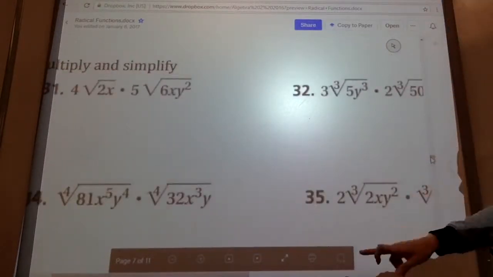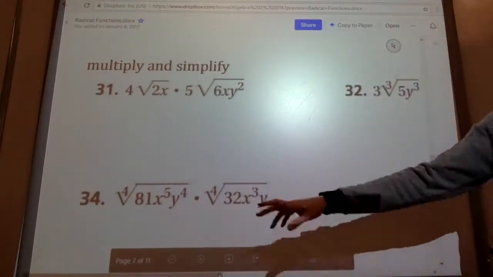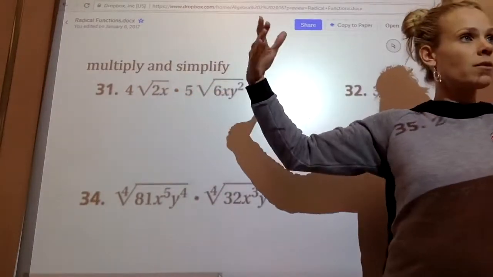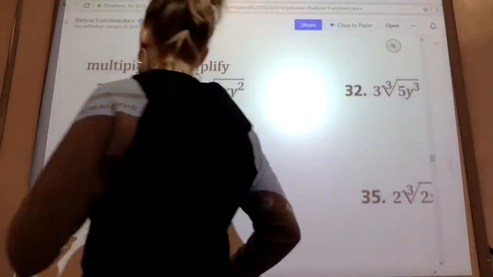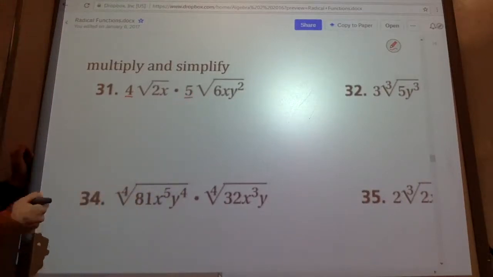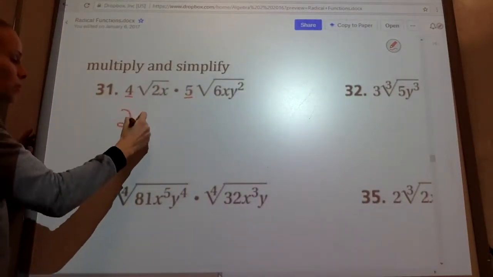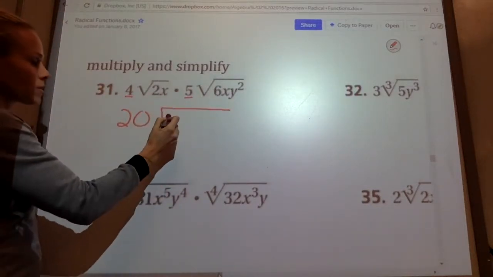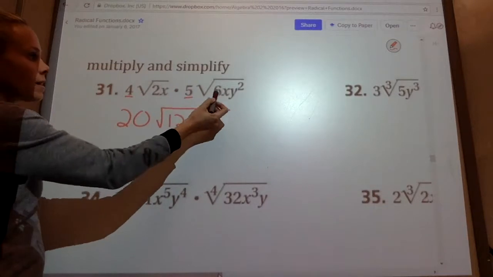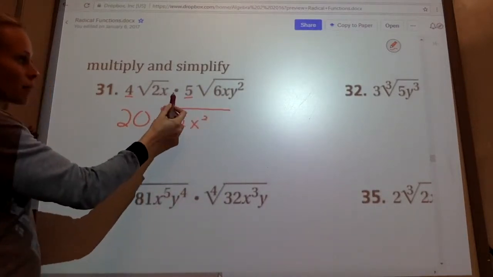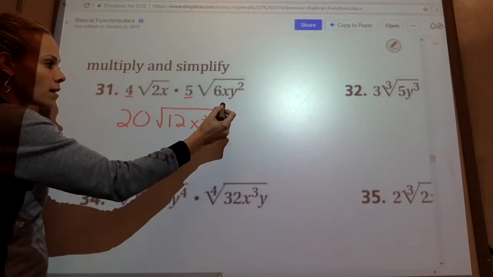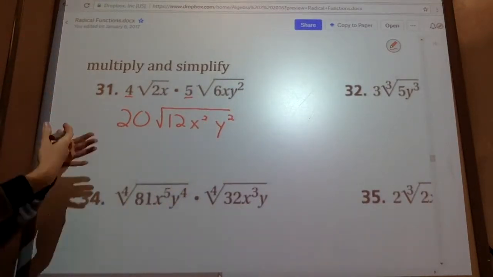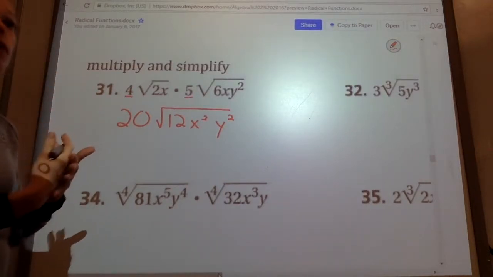Okay, so when you're multiplying and simplifying, you're going to multiply the numbers in front first, and then you'll multiply what's underneath the radicals, okay? So I'm going to multiply 4 times 5 first, which is what? 20, good. And then I'll have the square root of 2 times 6, which is 12, x to the second power, because there's 2 x's, and y to the second power. Okay? I combined it all into one term.